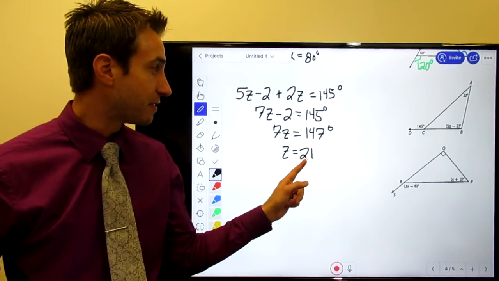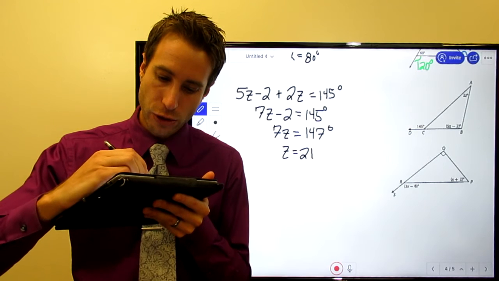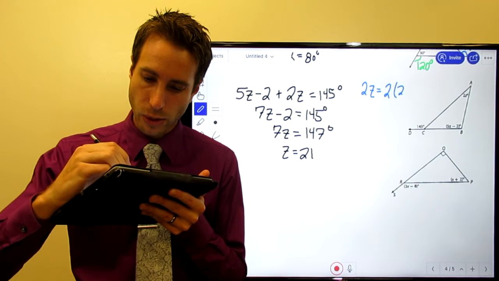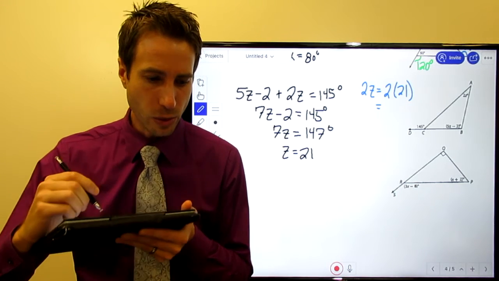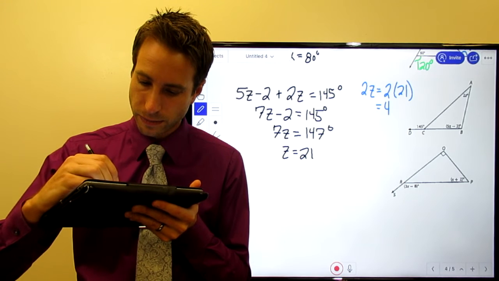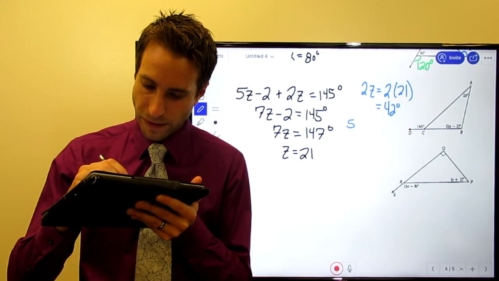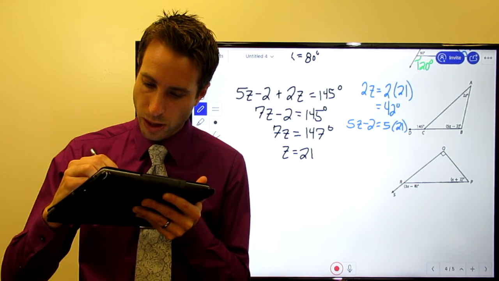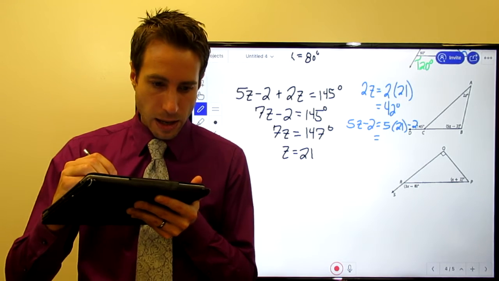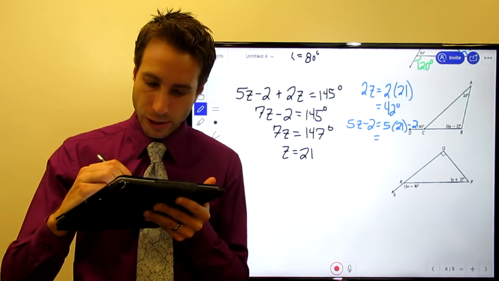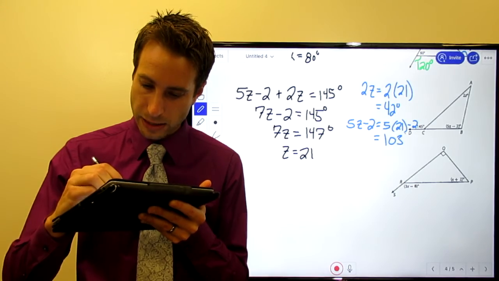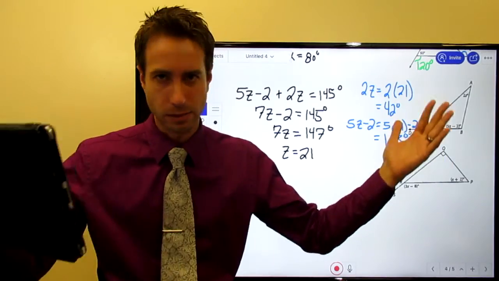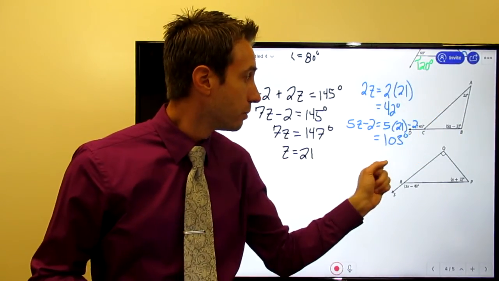Now, if z is 21, let's go ahead and find these angles. 2z is going to be equal to 2 times 21, which is 42 degrees. 5z minus 2 is going to be equal to 5 times 21 minus 2. I get 103 degrees. So this has to be 42. Again, use a calculator: 5 times 21, subtract 2. So 42, 103.